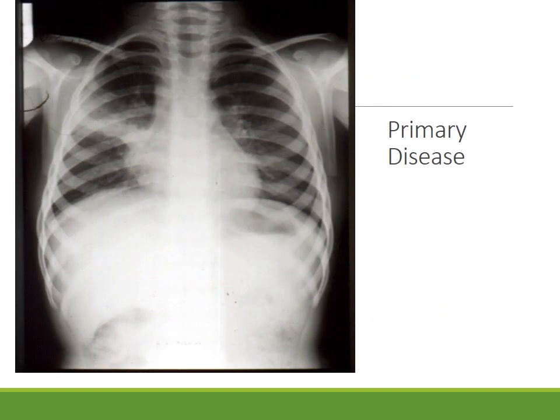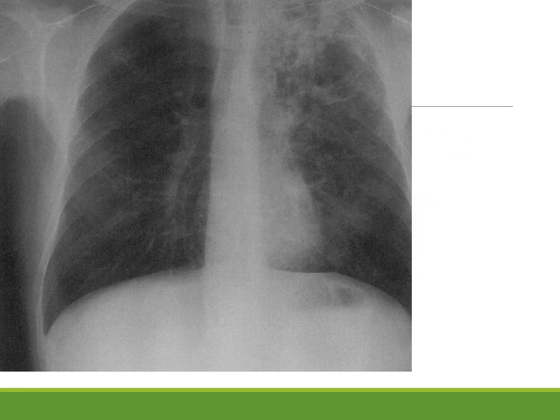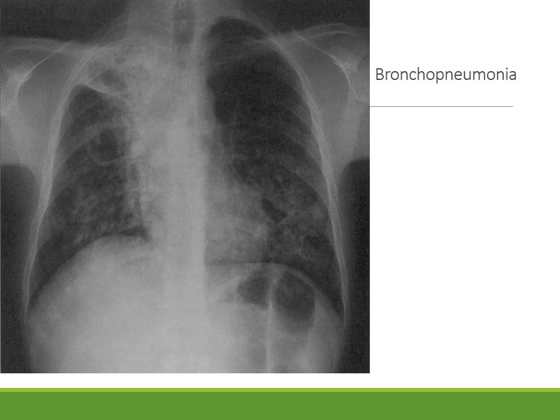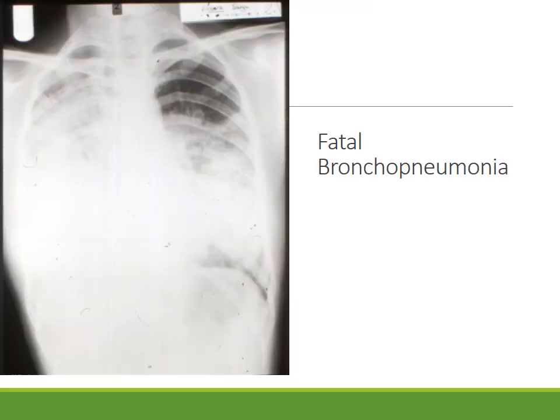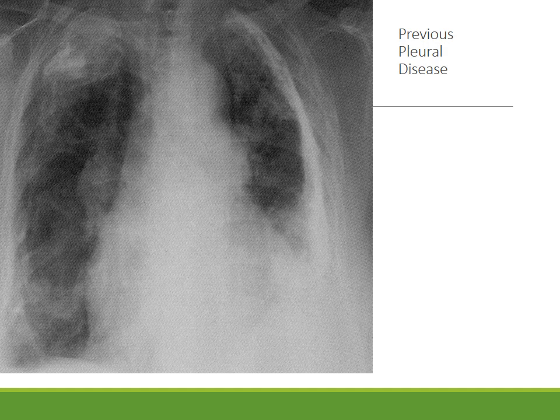Now we will see a few X-rays from the patients who presented with tuberculosis in the medicine department. Primary disease: the X-ray shows the primary disease. The X-ray shows the lobar pneumonia. This X-ray shows the upper lobe cavitary disease. This is an X-ray showing bronchopneumonia. This shows fatal bronchopneumonia. This shows pleural disease and previous pleural disease.